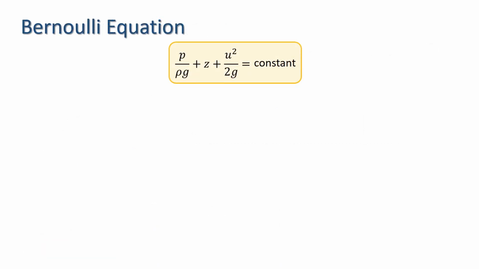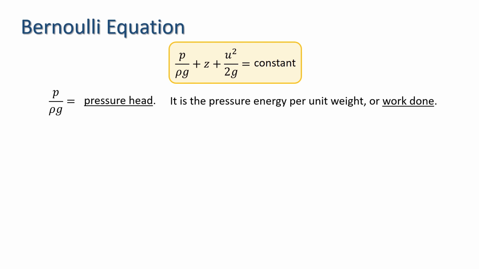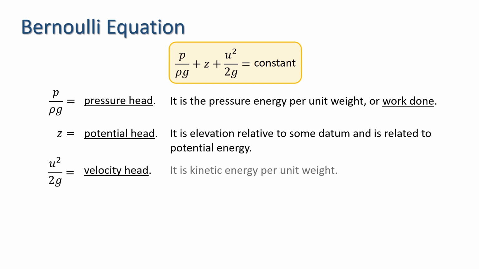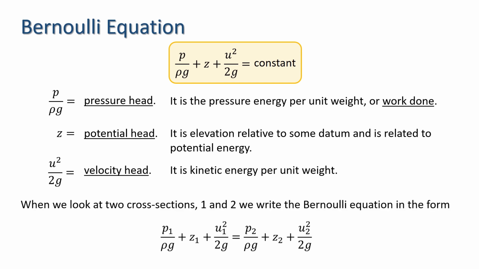Let's take a look at the different terms in the equation. The first term, p over rho g, is referred to as the pressure head, and is the pressure energy per unit weight, or work done. Note that this is the same as what we simply call the head in hydrostatics. The second term is the elevation z relative to our datum, and is referred to as the potential head, because it relates to potential energy. And the third term, u squared over 2g, is called the velocity head, and is the kinetic energy per unit weight. When we look at two cross-sections, 1 and 2, we write the Bernoulli equation in the form shown here.